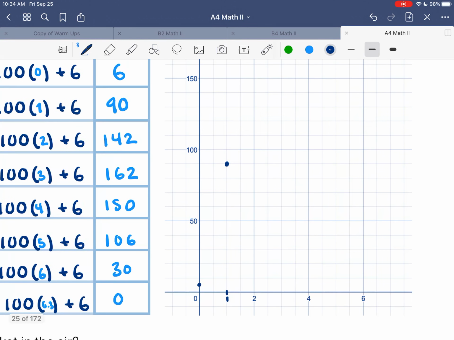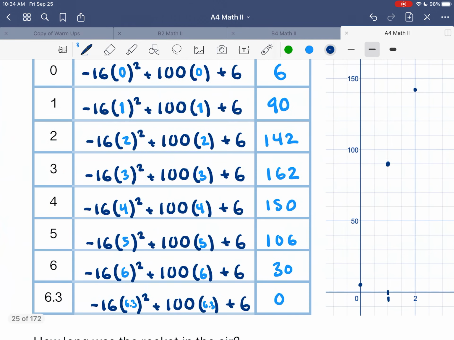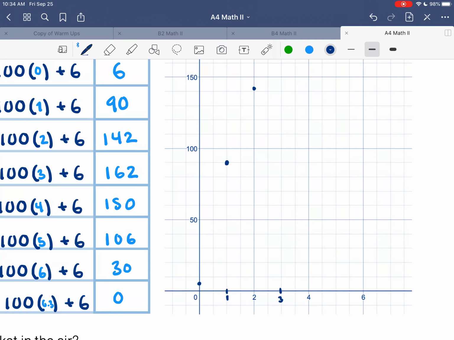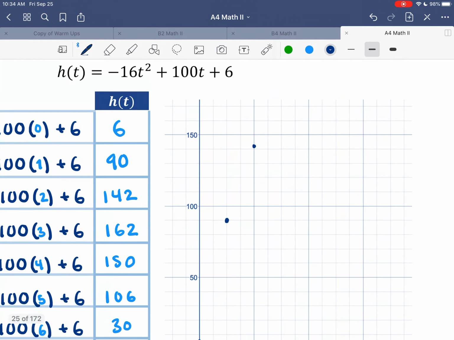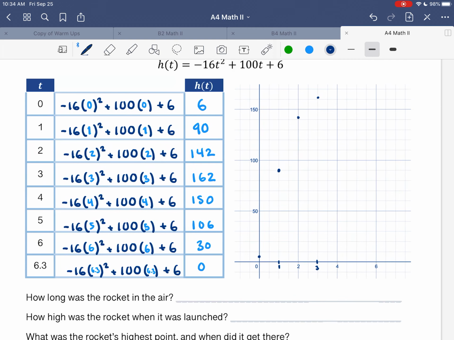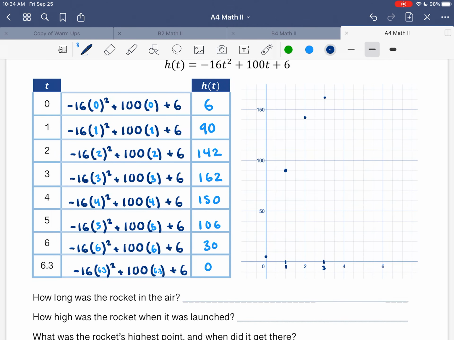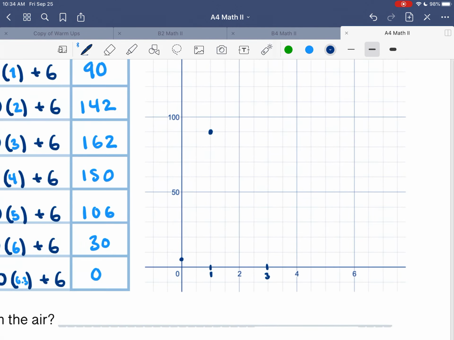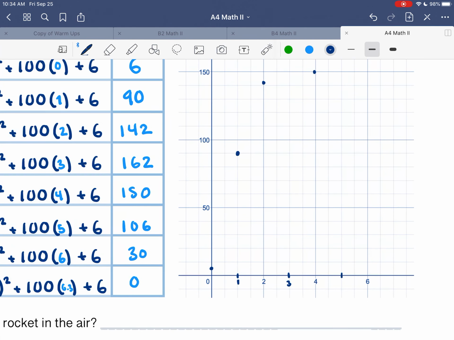So we're going to go over to 2 and then up to 142, which is a little bit above 140 on our scale there. And then we're going to go 3, 162, which is here, and up 162 right there. And then 4 up 150. And then 5 up 106.